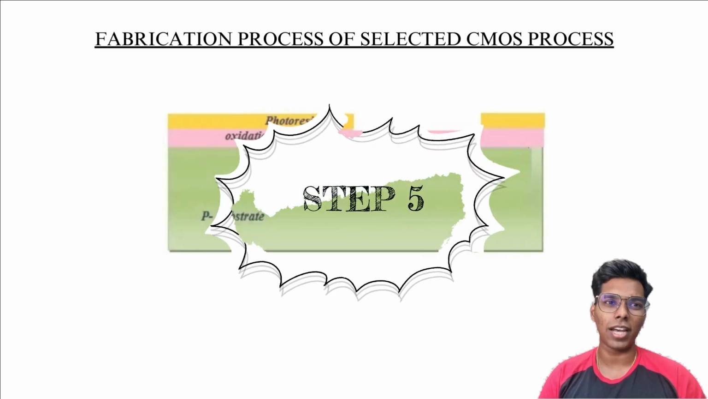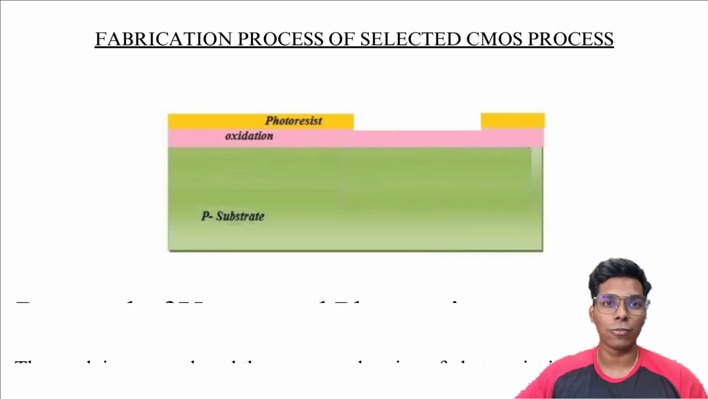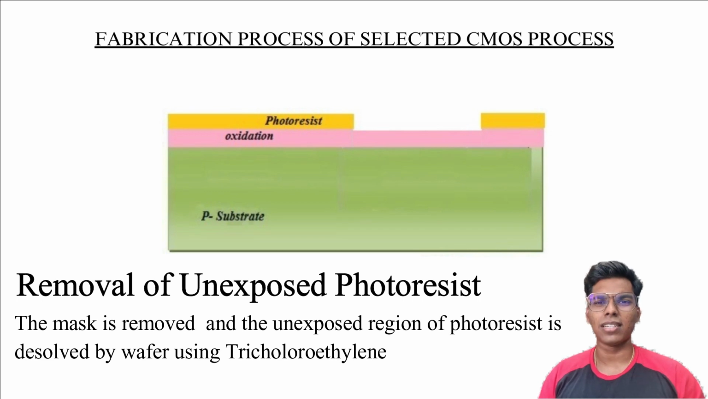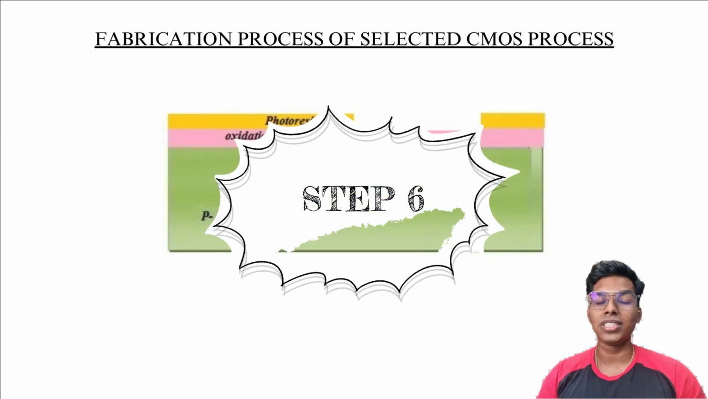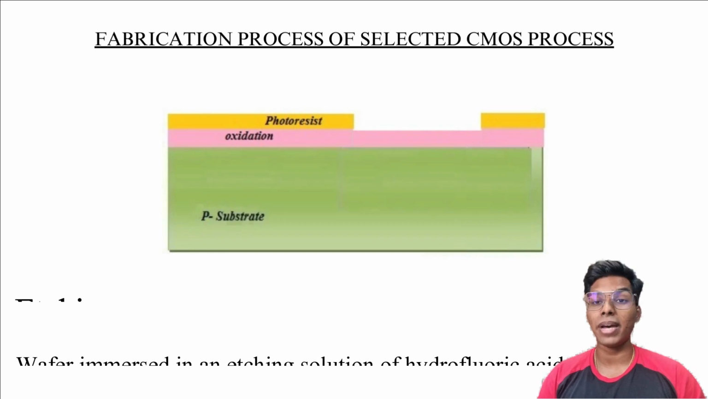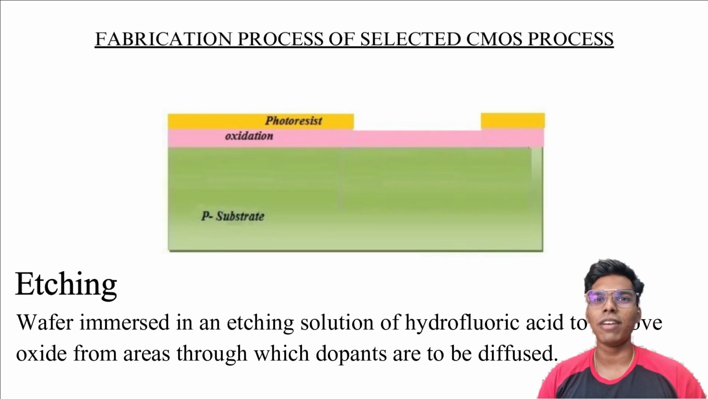Next is step 5, removal of unexposed photoresist. Time to reveal our pattern. We remove the mask and wash away the unexposed photoresist using a special chemical. It's like developing a photograph. For step 6, which is etching, the silicon oxide barrier is next. We immerse the wafer in an etching solution with hydrofluoric acid. This removes the silicon oxide from the areas where we want to introduce dopants, which are the impurities.